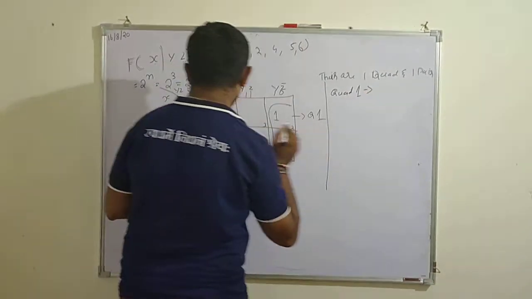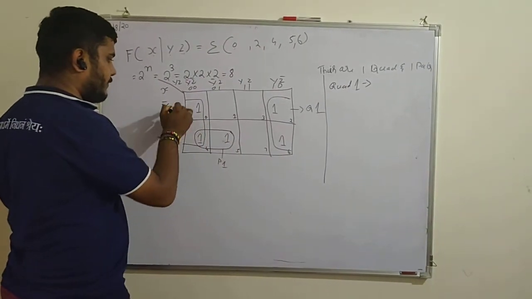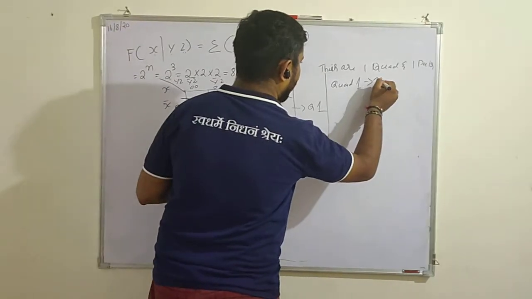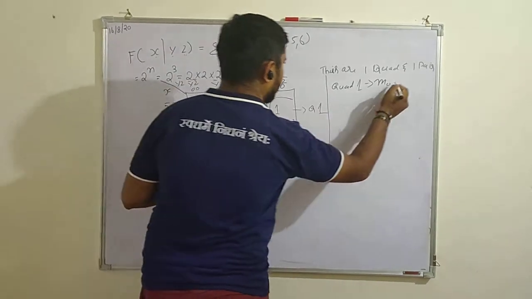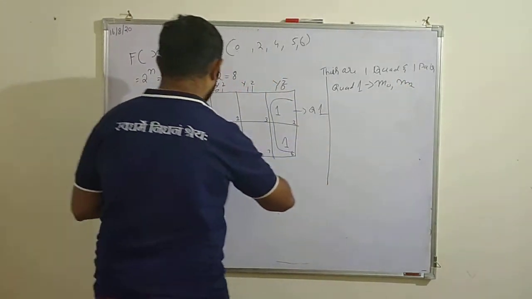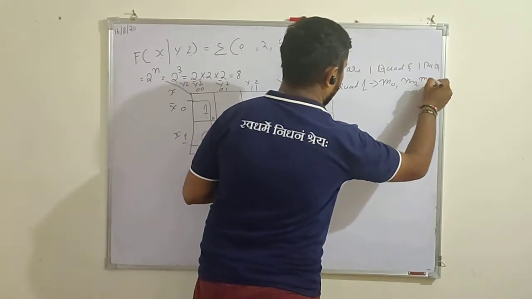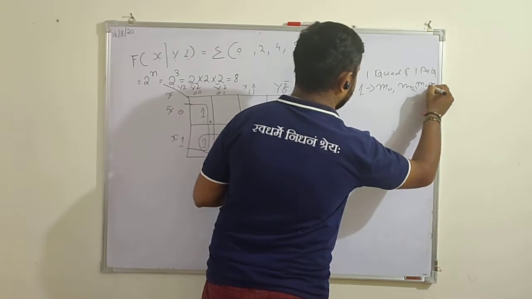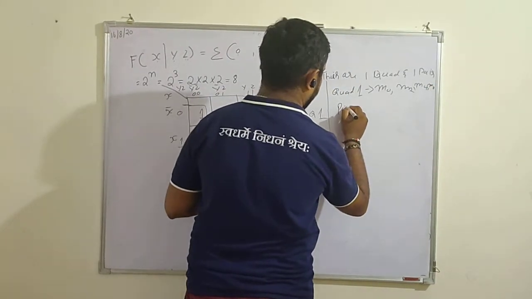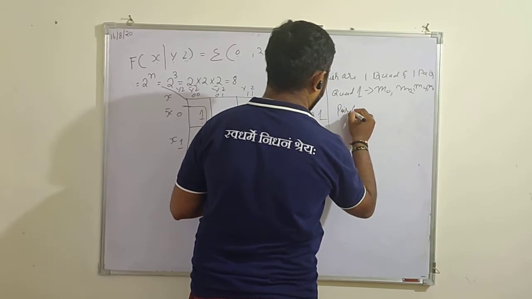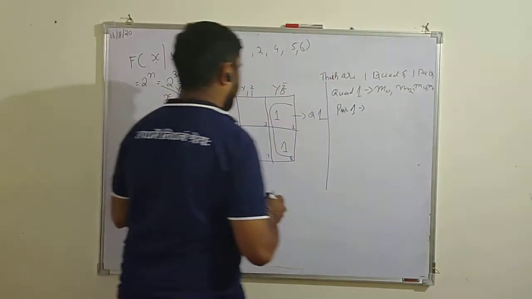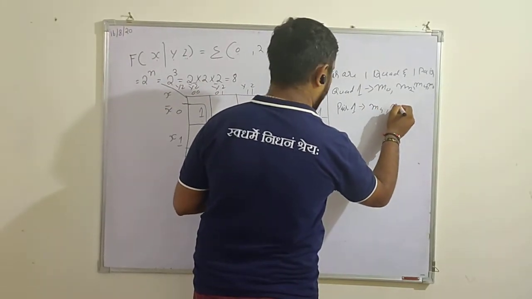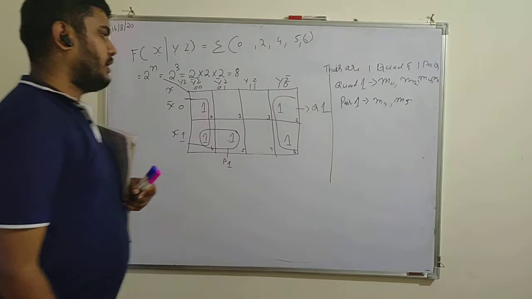Quad 1 means where do I have ones? In 0, I should write M0. 2 means I should write M2. Next 4 means M4. Next 6 means M6. Next pair 1. Pair means where I have M4 and M5.